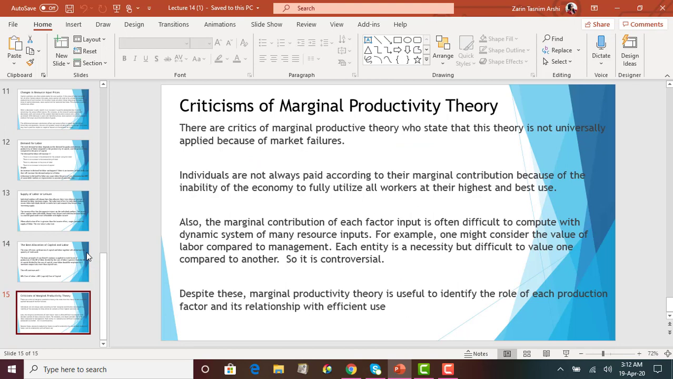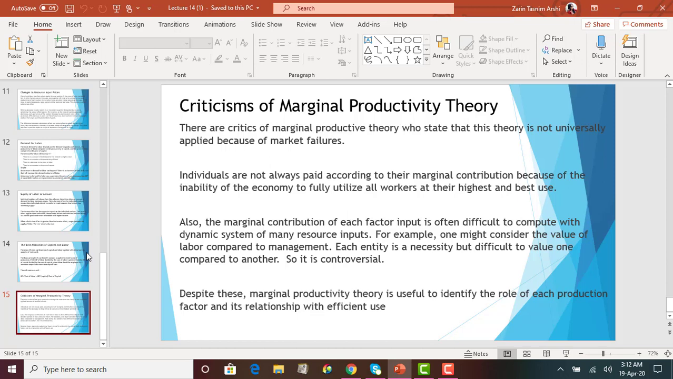Now, that's the marginal productivity theory. There are some criticisms of marginal productivity theory. People say that this cannot be universally applied because of market failures. Not all markets operate like perfect competition, or there are market failures happening; we discussed market failures in macroeconomics and also earlier this class. So because of that, it's not possible to universally apply this model.